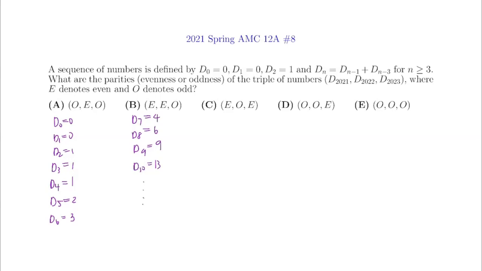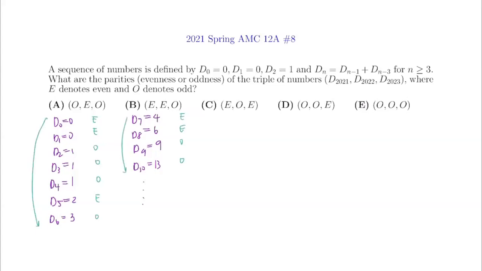Let's first take a look at the parities of these terms that we have written down. This is even, even, odd, odd, odd, even, odd, even, even, odd, odd. We start to notice that there seems to be a pattern for every 7 terms, d sub 0 to d sub 6, and so on.